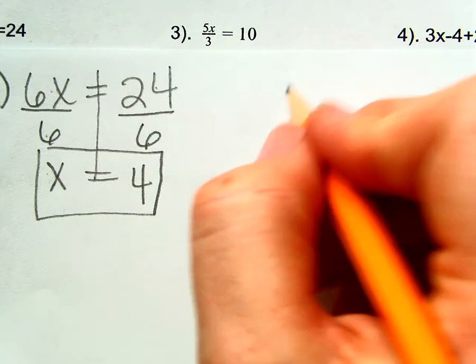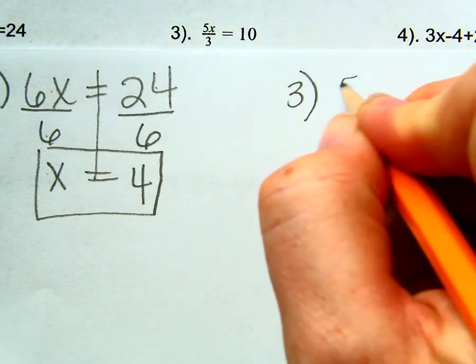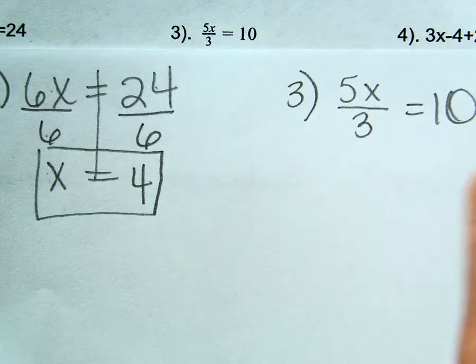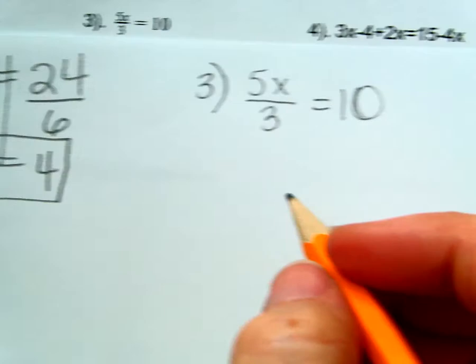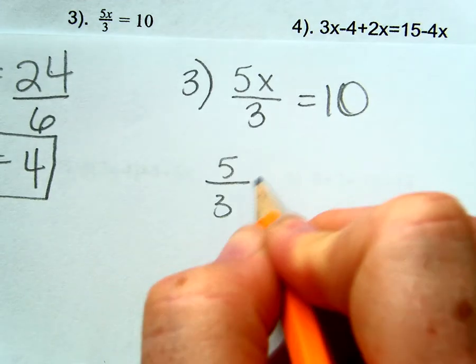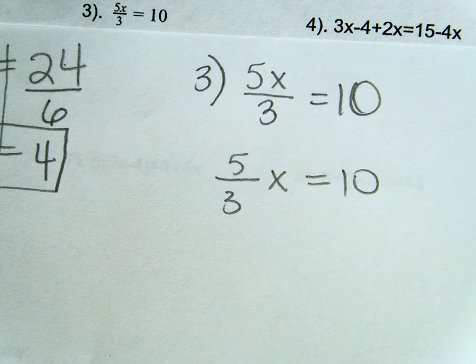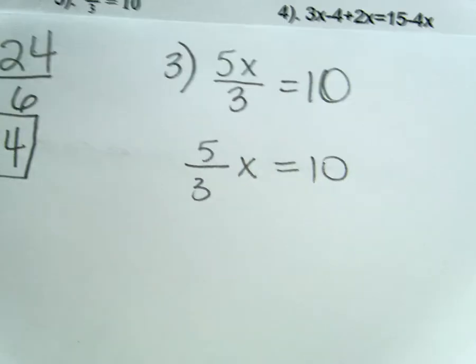Number 3 is 5x over 3 equals 10, which I might also think about as 5/3 x equals 10. These are actually the same exact thing out in the front or up in the numerator. Now, if it's in the denominator, totally different thing. But in the numerator or out front, same exact thing.